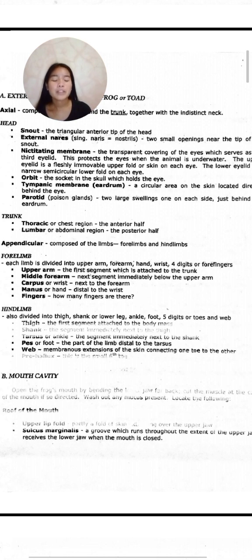A transparent membrane called the nictitating membrane is present in amphibians such as frogs. It helps in protecting the eyes of the amphibians from water and mud while swimming in water. It also helps in keeping the eyes moist when the frog is on land.